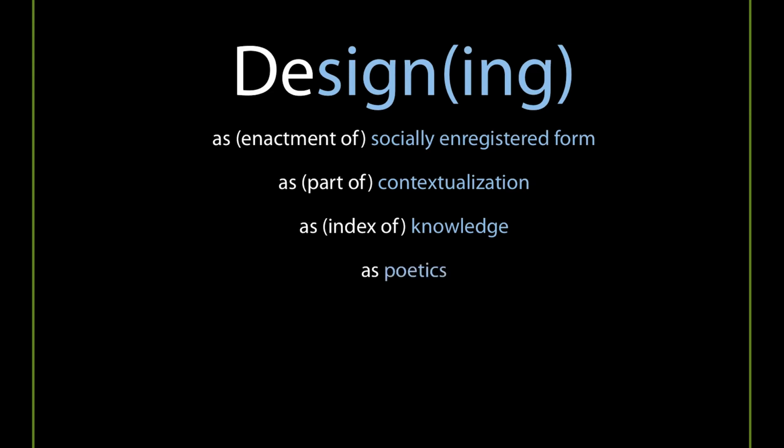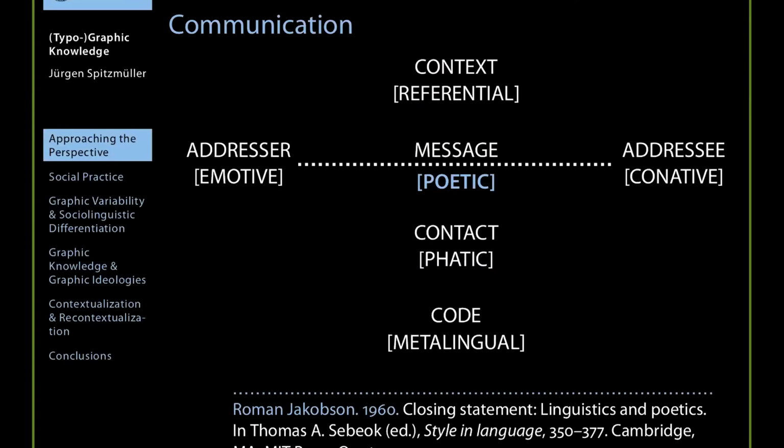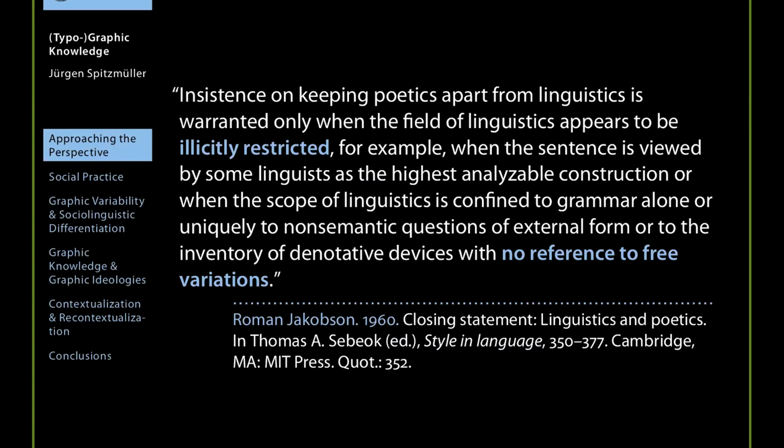In Roman Jakobson's terms, design centrally fuels the so-called poetic function of communication, one and in fact the central one, of Jakobson's 6 basic communicative functions. In his seminal paper on linguistics and poetics, Jakobson pointed out that any form of linguistics that neglects poetics illicitly restricts itself, as it does not account for the power of the most central feature of any natural language, namely variation. This resonates with the basic social linguistic axiom that linguistic variation is what makes language the powerful societal tool it is.